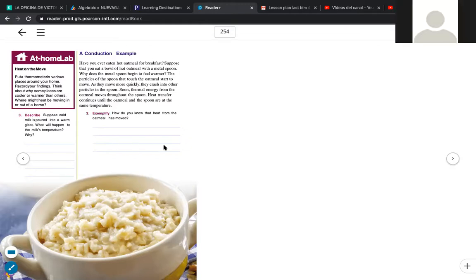A conduction example. Have you ever eaten a hot meal for breakfast? Suppose that you ate a bowl of hot oatmeal with a metal spoon. Why does the metal spoon begin to feel warmer? The particles of the spoon that touch the oatmeal start to move. As they move more quickly, they crash into other particles in the spoon. Soon, the thermal energy from the oatmeal moves throughout the spoon. Heat transfer continues until the oatmeal and the spoon are at the same temperature.